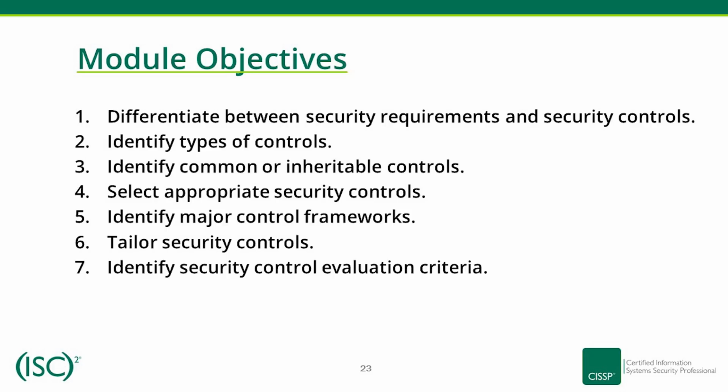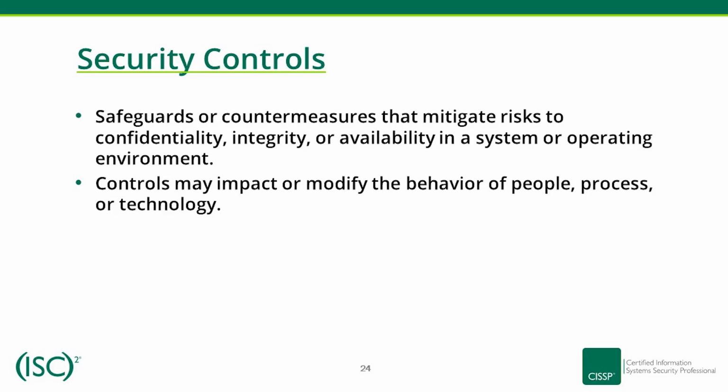5. Identify major control frameworks. 6. Tailor security controls. 7. Identify security control evaluation criteria. Security controls. Safeguards or countermeasures that mitigate risk to confidentiality, integrity, or availability in a system or operating environment. Controls may impact or modify the behavior of people, process, or technology.